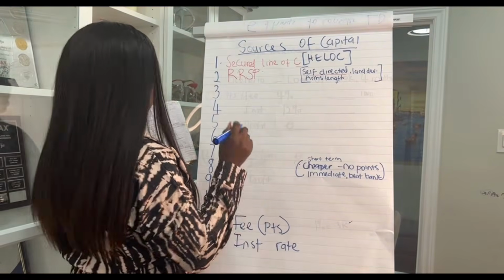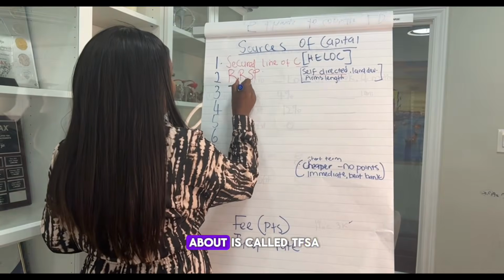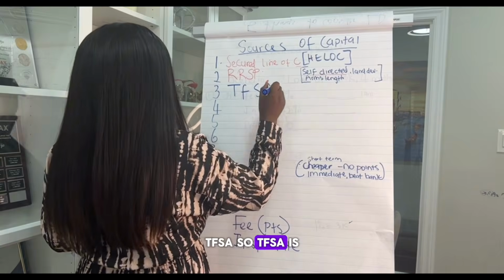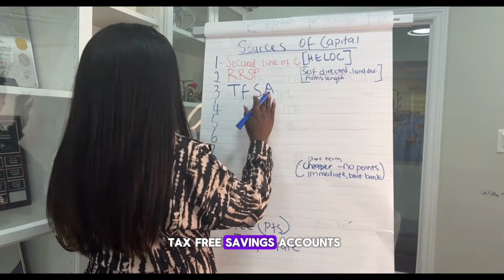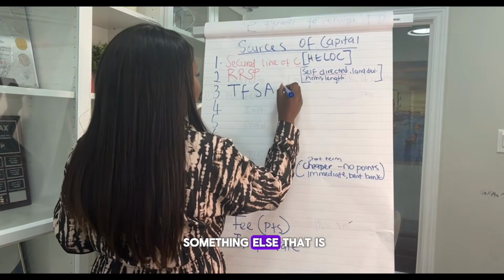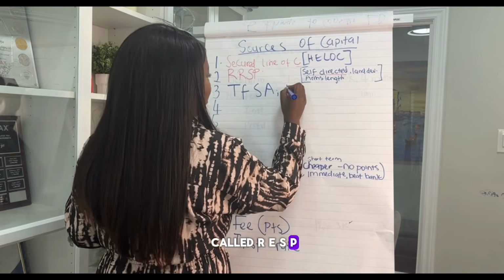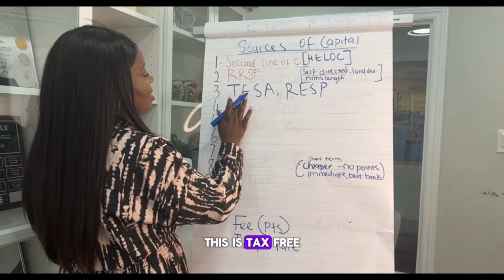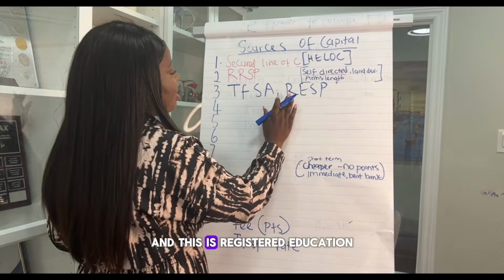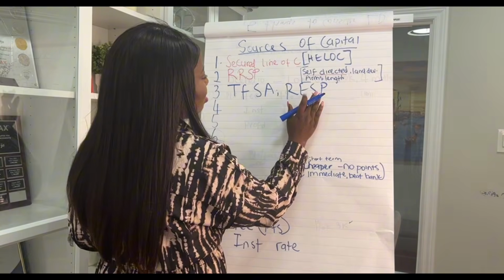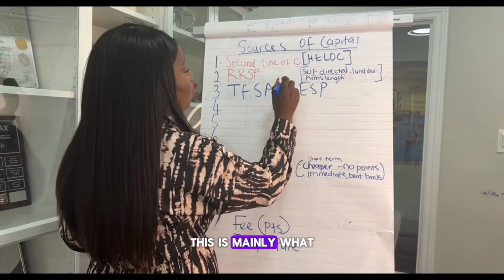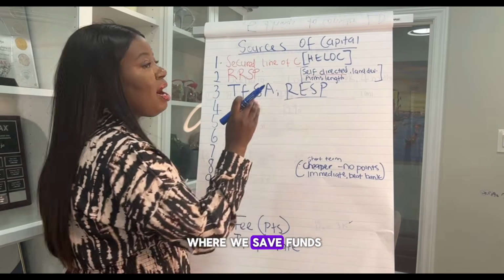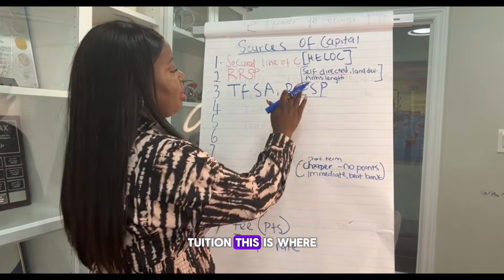Okay, the other one that I wanted to talk about is called TFSA. TFSA is tax-free savings accounts, and we also have something else that is called RESP, which is registered education plan. This is mainly what we use for our kids. This is the pot where we save funds for our kids' tuition.